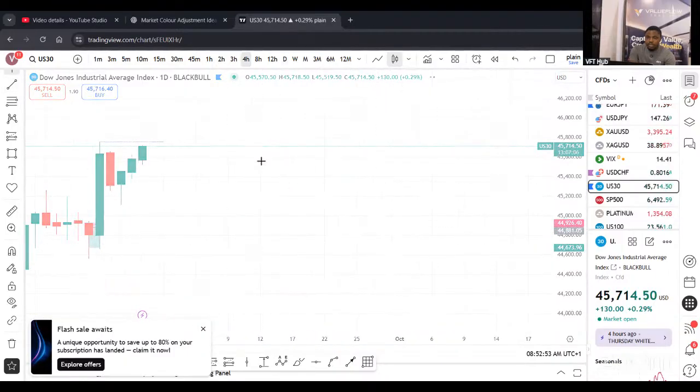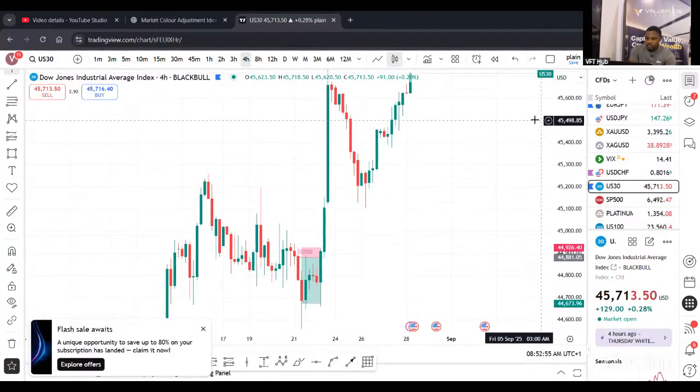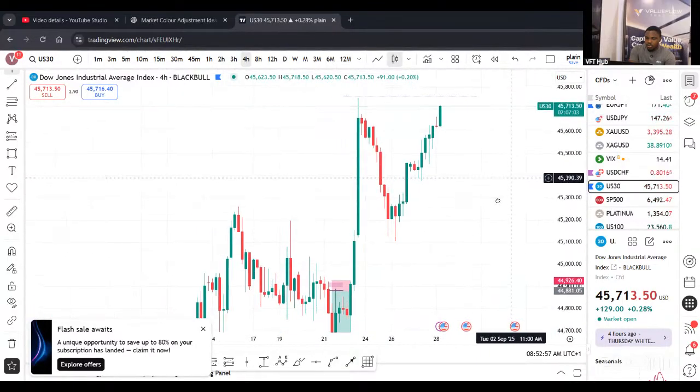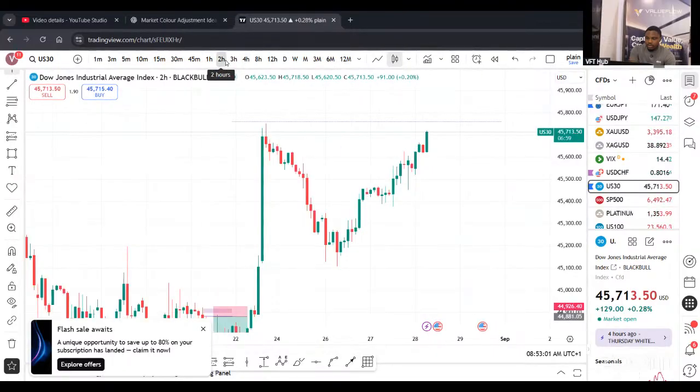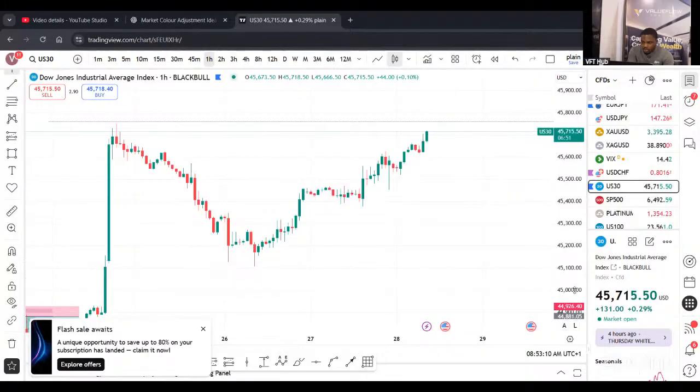Go to the 4-hour time frame and look for areas that have not been mitigated before. None that we can spot for now. 2-hour time frame. Okay, we have a lot of areas that have not been mitigated. Even this. Let me look at 1 hour. Probably we're going to get more proper.